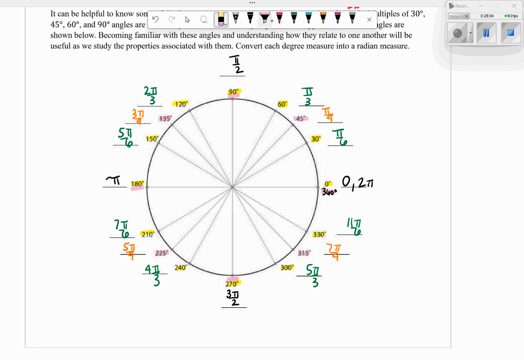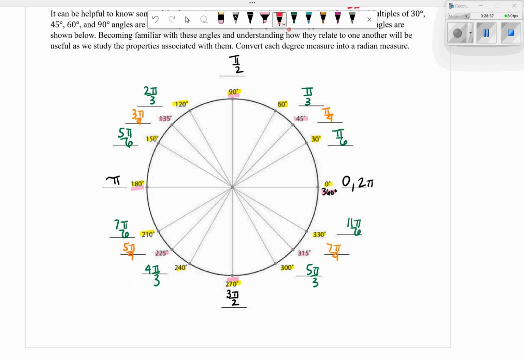Notice the same thing happens when you have 30 degrees. So 30 degrees would be this triangle here, pi over 6. 5 pi over 6. 7 pi over 6. 11 pi over 6. All those values are over 6. And then same thing with 60 degrees. Those are all over 3. So in the first quadrant, notice that these are all 1 over the value. So 1 over 6, 1 over 4, 1 over 3, 1 over 2.